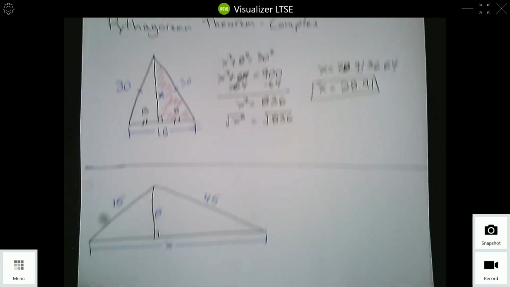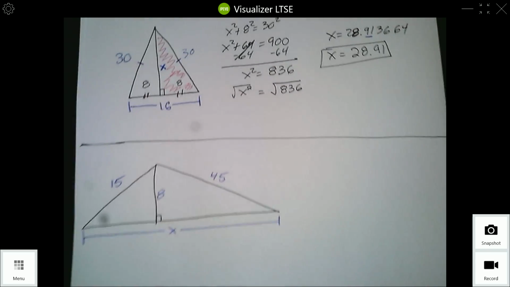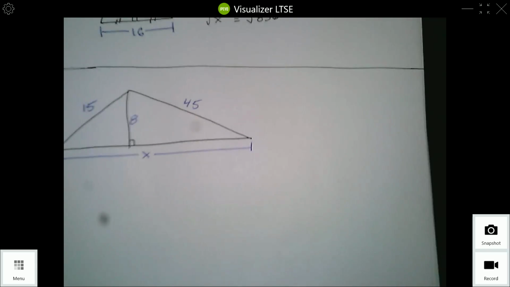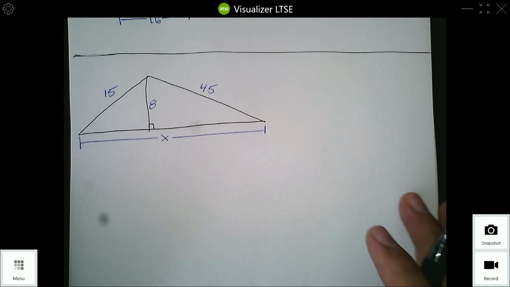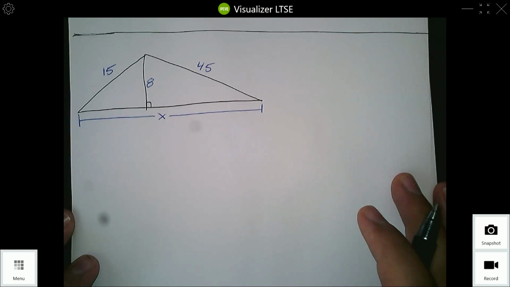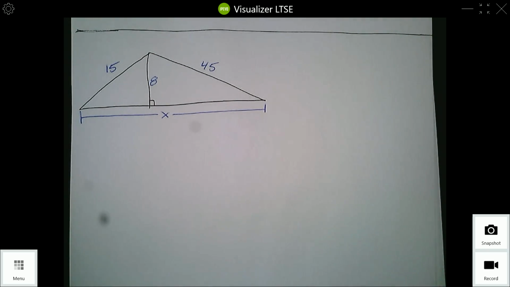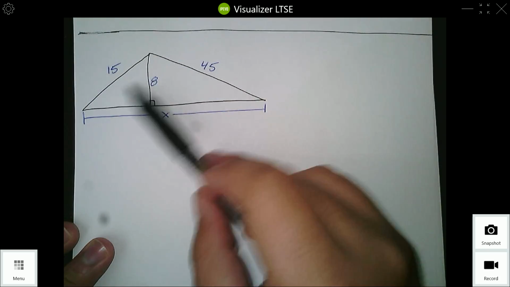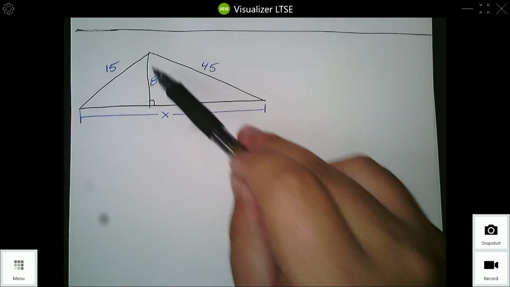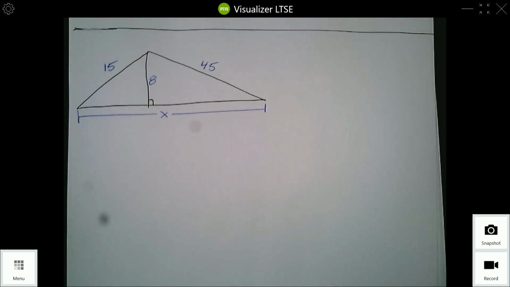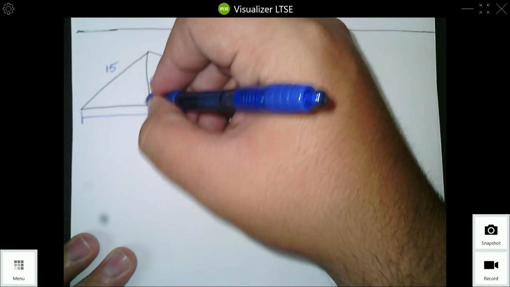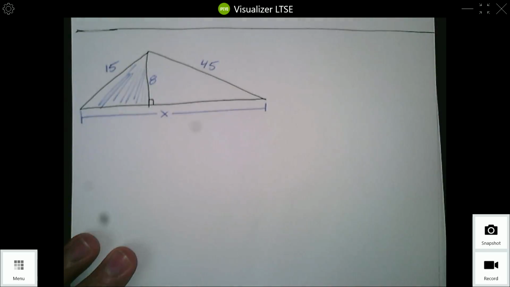So let's look at a little more difficult style problem. Let's adjust this accordingly. Right there, we have a scaling triangle. Nothing is congruent on it. We know the hypotenuses of each individual triangle are 15 and 45, and they have a height of 8. We're looking for the entire base put together. So what we can do with this one is break this apart. I'm going to work this triangle right here, and I'm going to work this triangle right here.